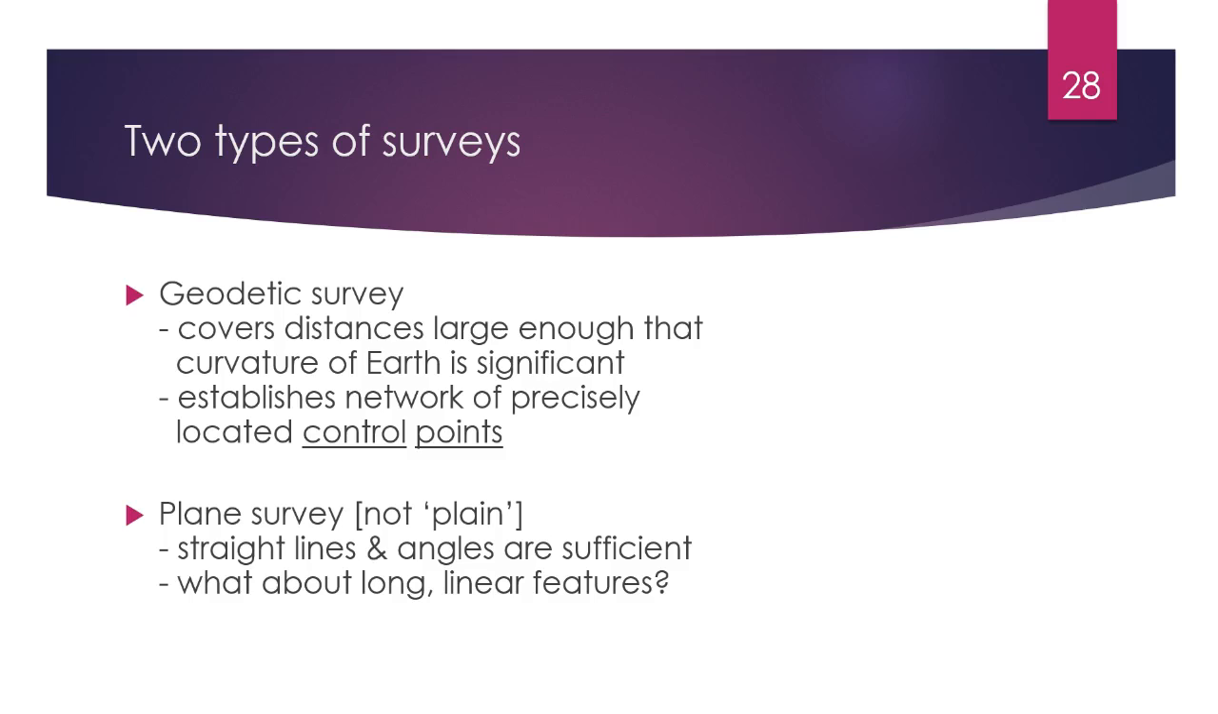And then the other type of surveying is called plane surveying. So everything that you see there is in a plane. We assume that the Earth is flat, and straight lines and angles are sufficient. We don't necessarily have to worry too much about long linear features. When we get so large, then eventually you have to take into account the surface of the Earth, and a plane survey just won't work.